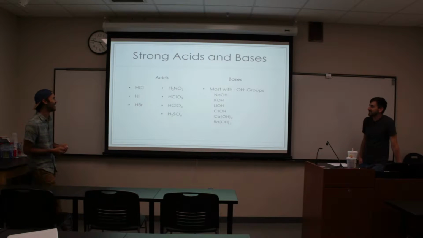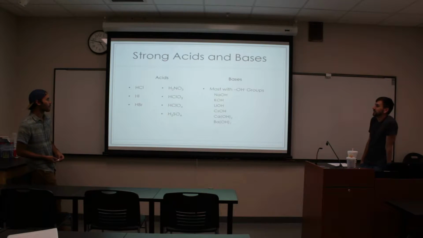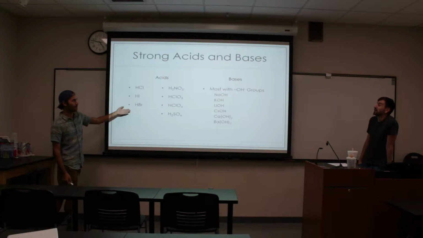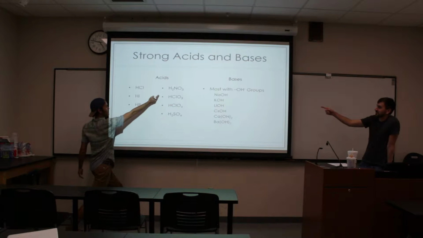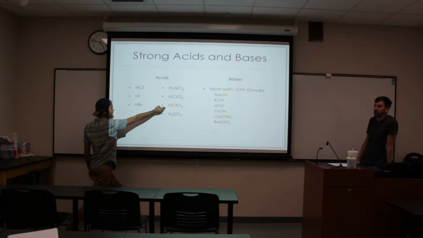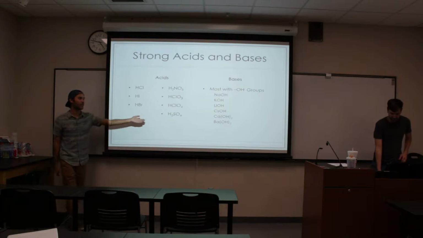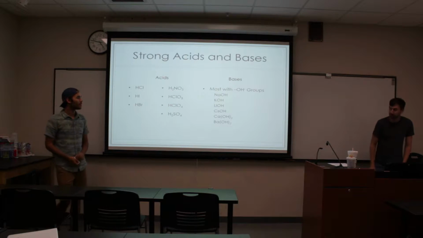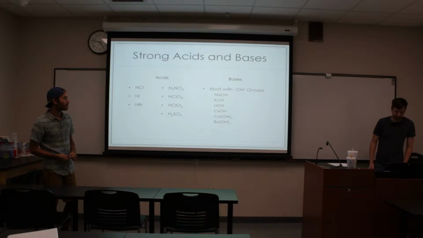So you got your strong acids that everybody should be familiar with. You got hydrochloric, hydroiodic, hydrobromic, nitric acid, then you got your perchloric and chloric acid, and sulfuric acid. And then also for bases, it's pretty much anything with a hydroxide group.